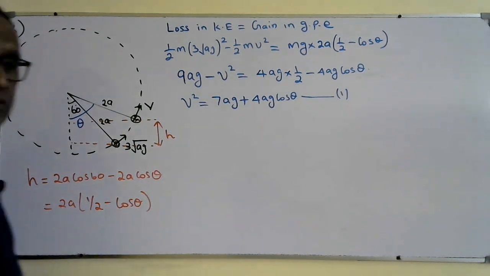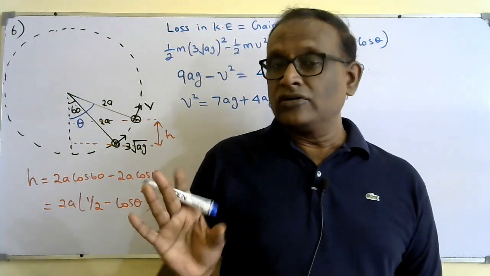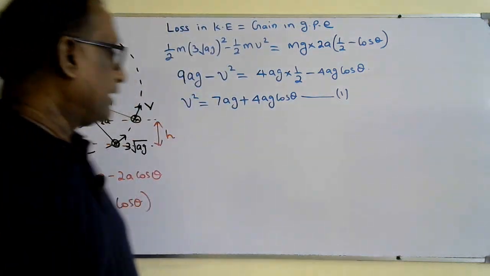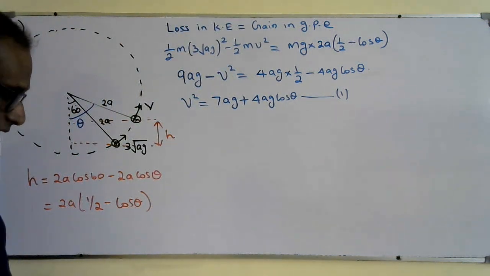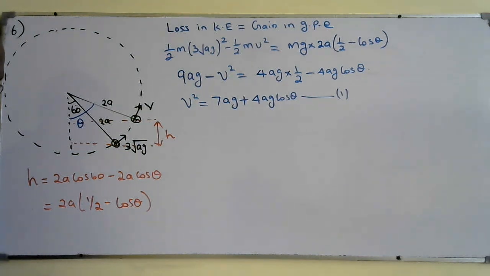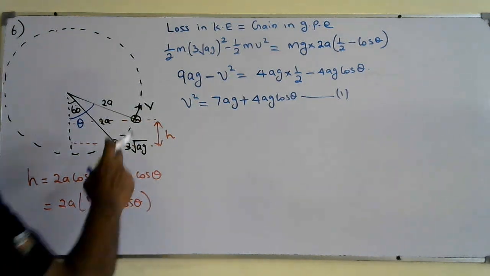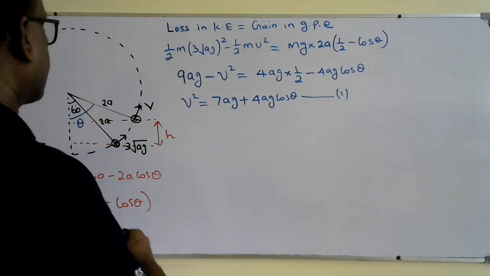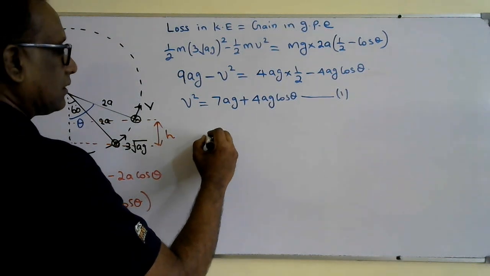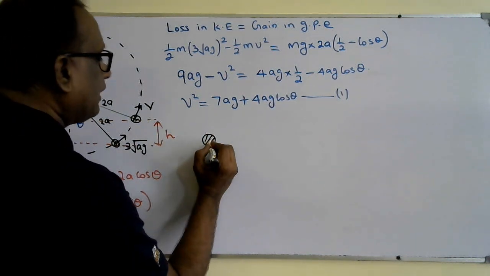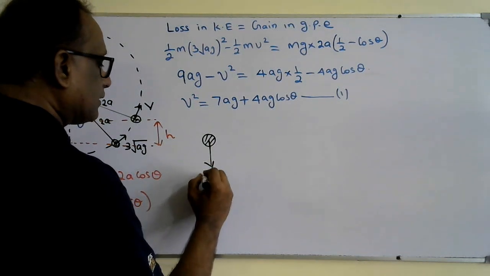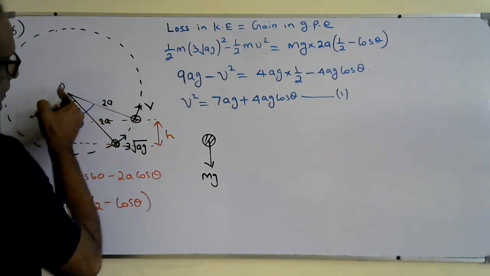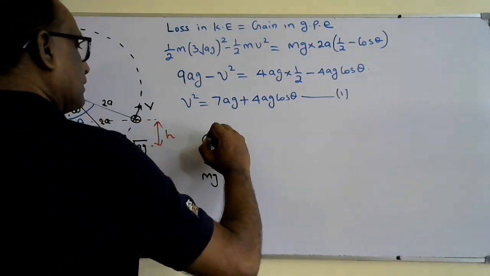Okay, so I need to think about the tension now. I said I want to show the tension. Why did I find v squared? Because the tension equation consists of v squared also, right? So now we'll consider the tension acting on the particle at this position. If I draw the free body force diagram, what are the forces acting on the particle at this position? The weight will act vertically down, mg. The tension will act towards the center.